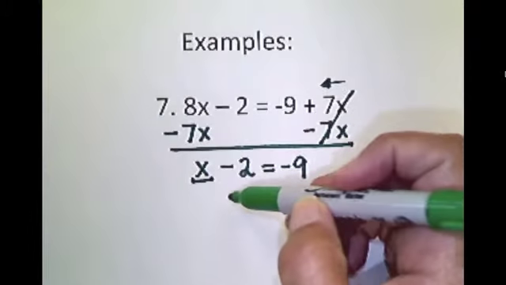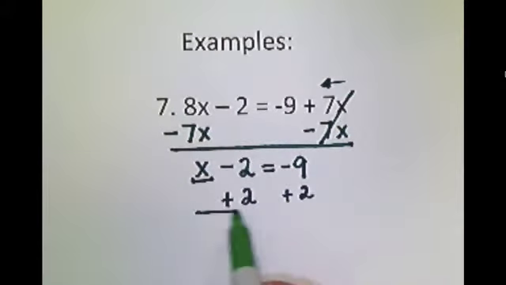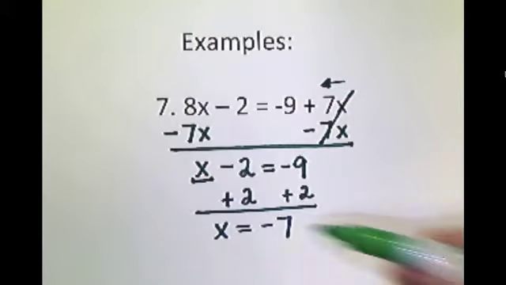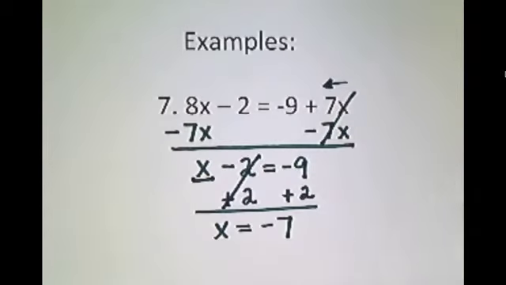In order to do that, we're going to have to add 2 to both sides. And that will give us x equals negative 7. The 2's did eliminate, they became 0.